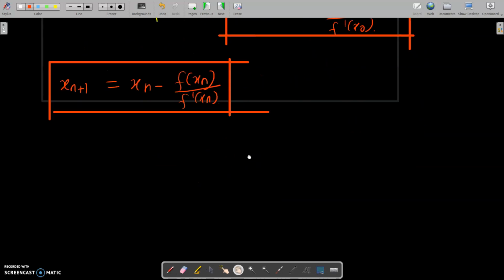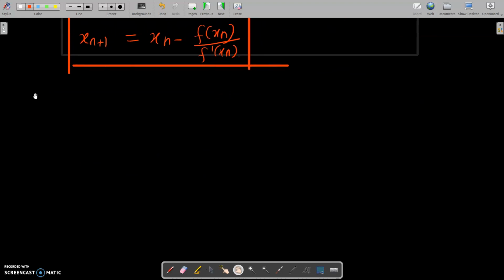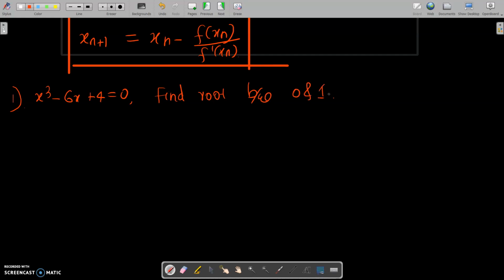Next we have to do some problems related to this method. First question: x cube minus 6x plus 4 equal to 0. Using Newton-Raphson method, find the root between 0 and 1, correct to 4 decimal places.